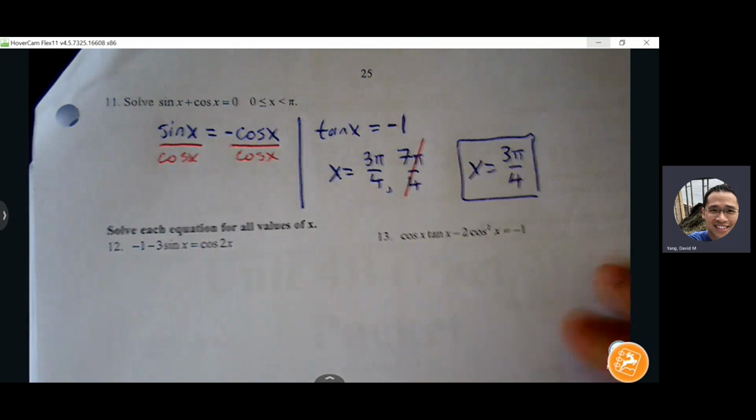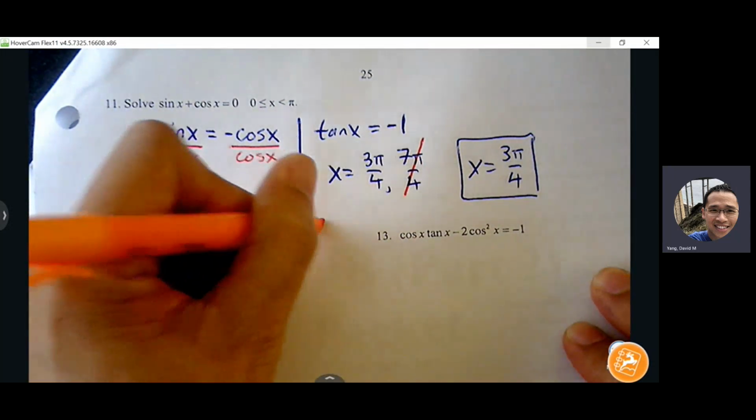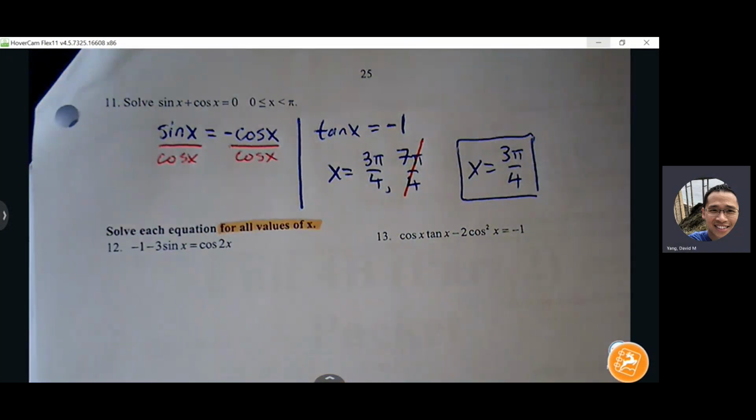Okay, 12 through 15, we're doing all values of x, so this is plus 2 pi n, where n is an element of the integers. We've got to include that.